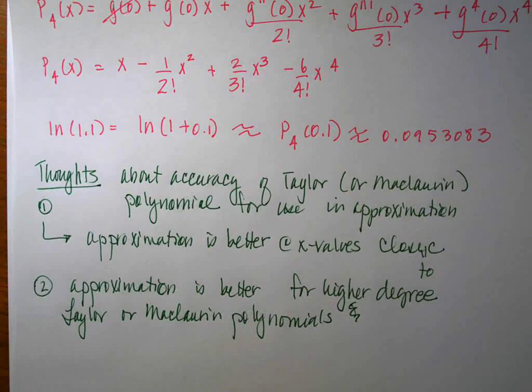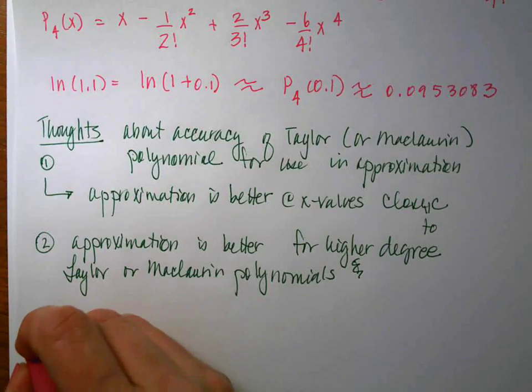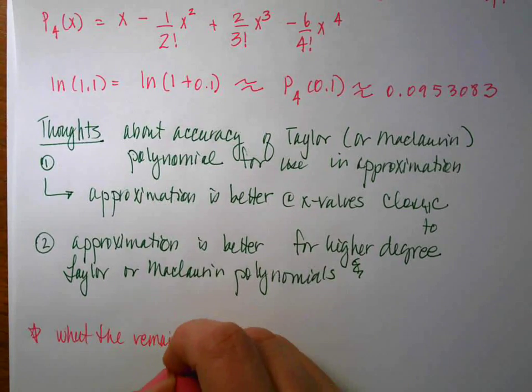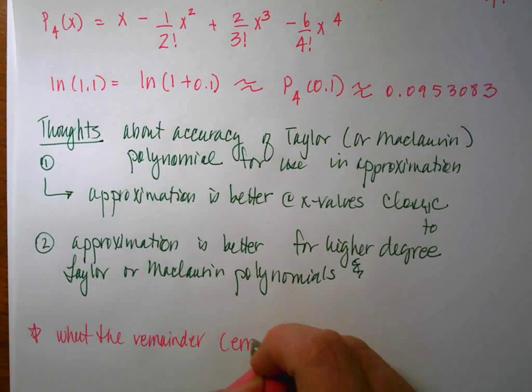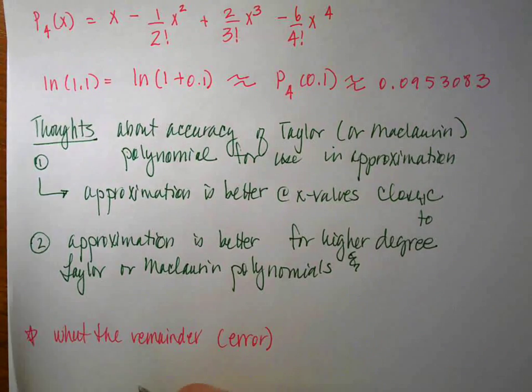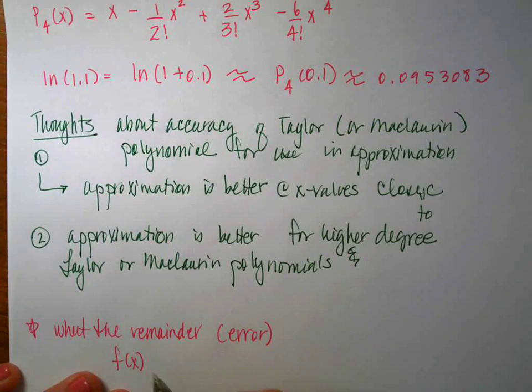Alrighty, so what I want to talk about now is when I use a Taylor polynomial or a Maclaurin polynomial to approximate a function, it's important to know what the remainder is, and sometimes we call this an error, and I'll give it a specific title in just a minute. I'm going to kind of skip around on my notes a little bit just because of the way our book is organized.